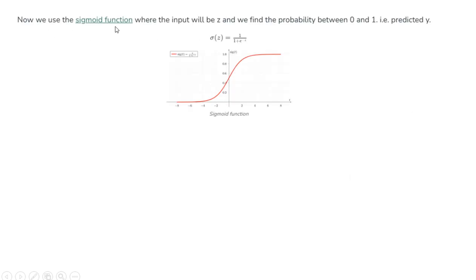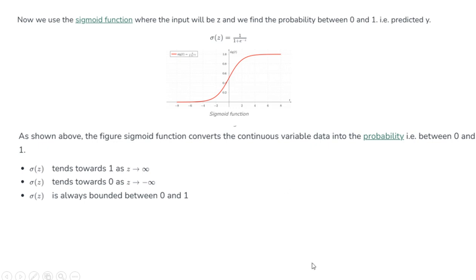So let's now use the sigmoid function, where the input is z and we find the probability between 0 and 1, that is the predicted y. So the input is z and the probability value should range between 0 and 1. So this is t and this is the sigma value. As I told you, sigma of t is nothing but 1 by 1 plus e power of minus t. Or instead of t, if you write z, the x-axis would be z, the y-axis would be sigma of z, and sigma of z is 1 by 1 plus e power of minus z. So remember, z is the x-axis, sigma of z is the y-axis.